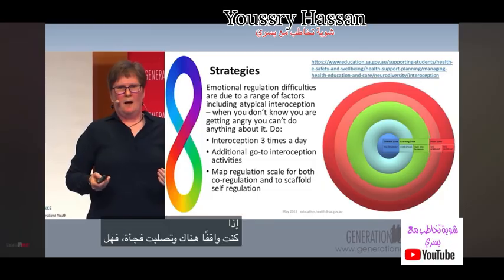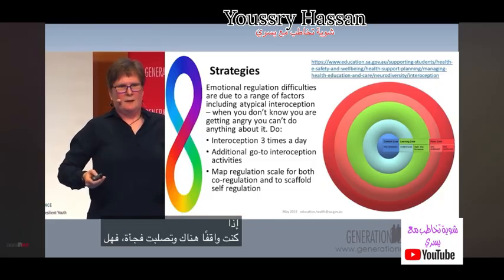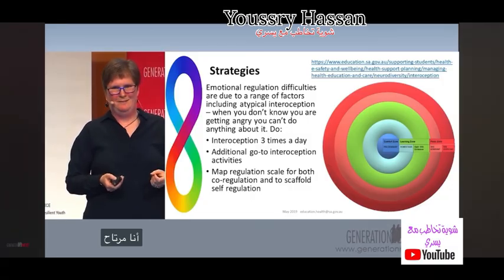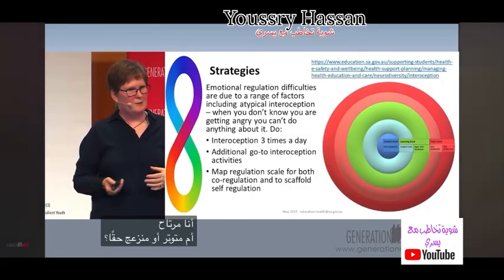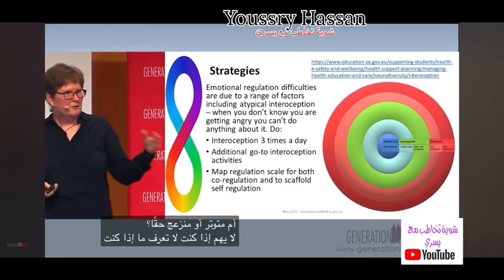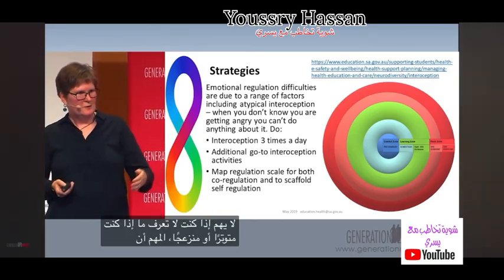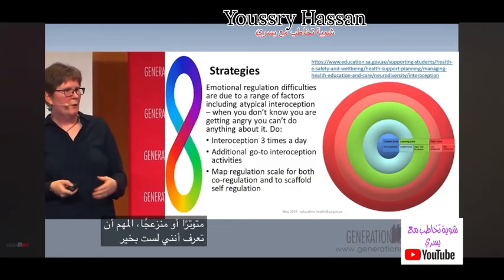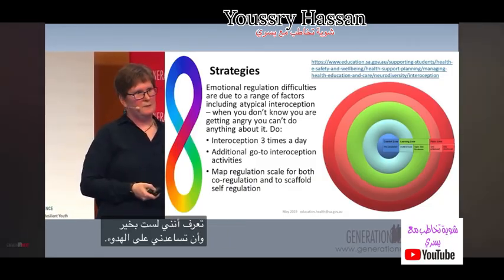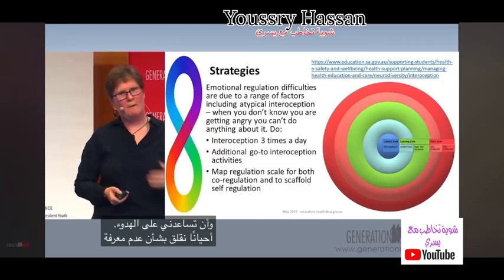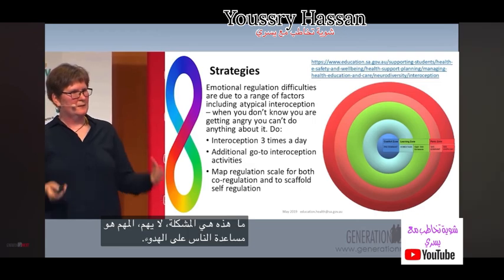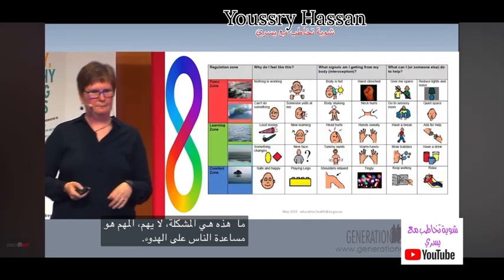If I'm standing there and I suddenly go rigid, am I comfortable, or am I really stressed or distressed? It doesn't matter if you don't know if I'm stressed or distressed. It matters that you know I'm not okay, and you help me then to calm down. Sometimes we worry about not knowing what it is that's the issue. It doesn't matter, just help people calm down.